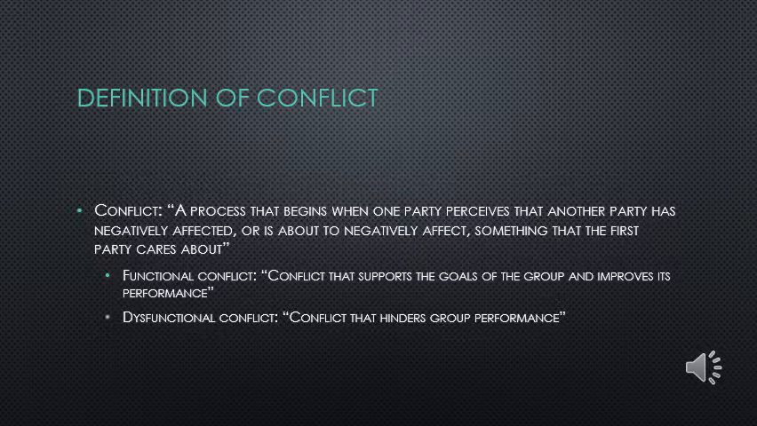Conflict is defined as a process that begins when one party perceives that another party has negatively affected or is about to negatively affect something that the first party cares about. Although this is a broad definition, we will go more in depth in later slides. There are 2 outcomes of conflict: functional conflict, which is the conflict that supports the goals of the group and improves its performance, and dysfunctional conflict, or conflict that hinders group performance.